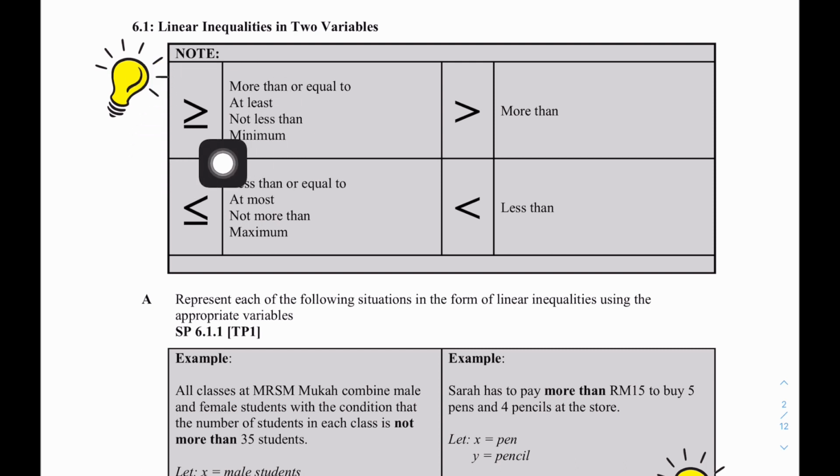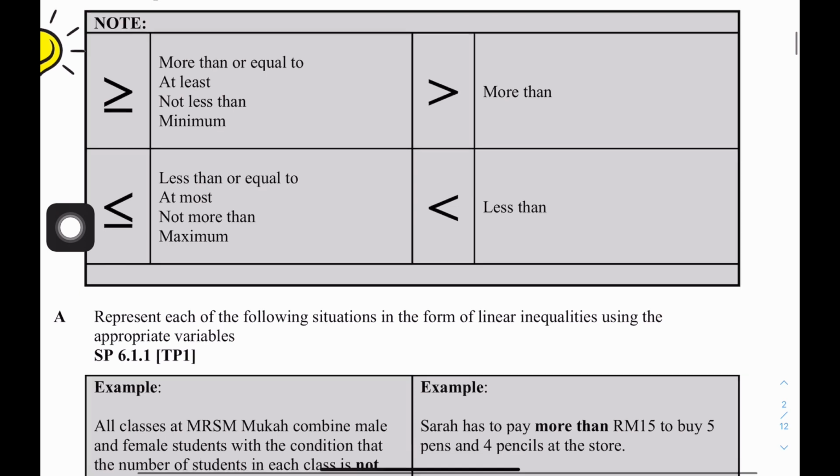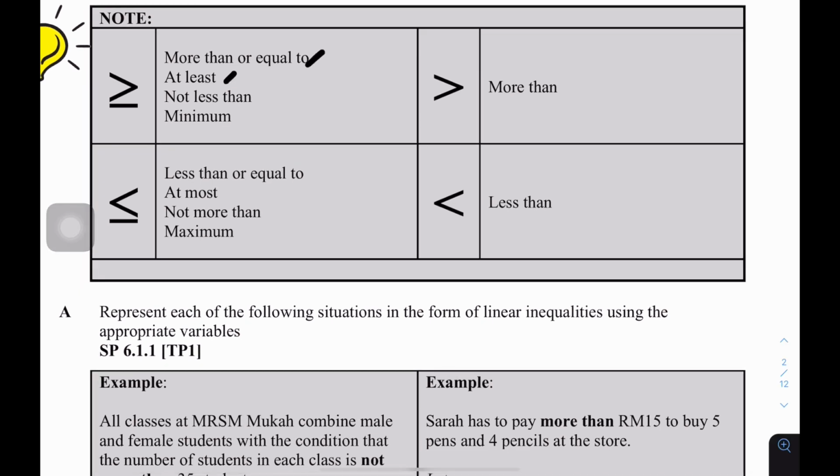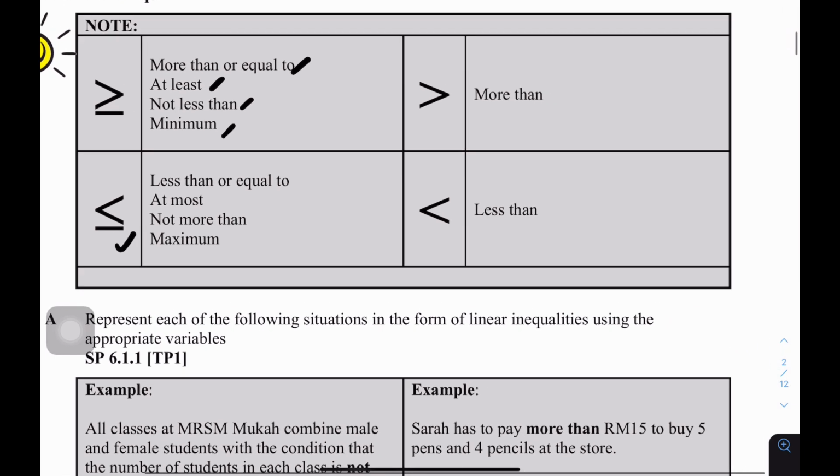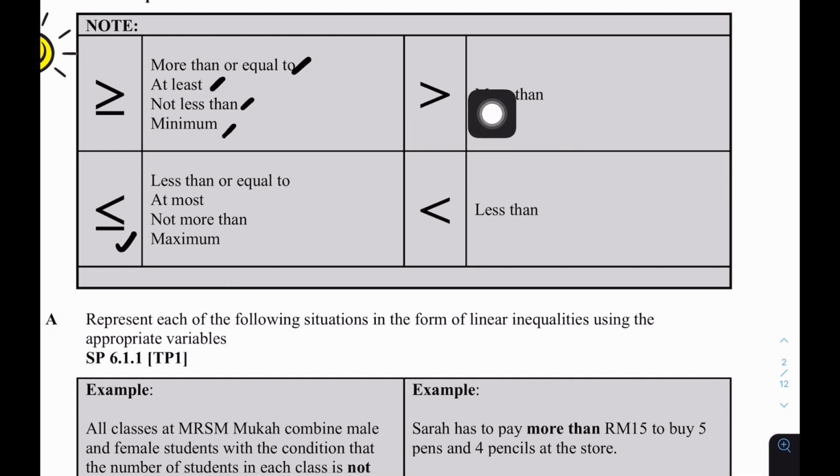If you find this symbol, it actually means more than or equal to, at least, not less than, or minimum. If you encounter these four words, it actually means this symbol. And then less than or equal to, at most, not more than, maximum, you will use this symbol. And then for more than, this symbol, and this symbol is for less than.